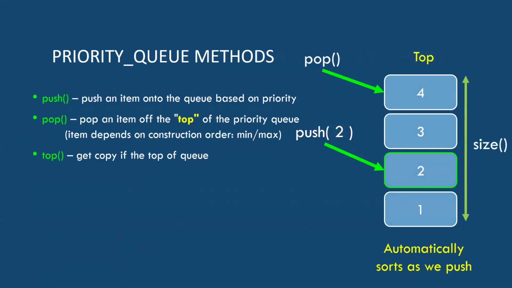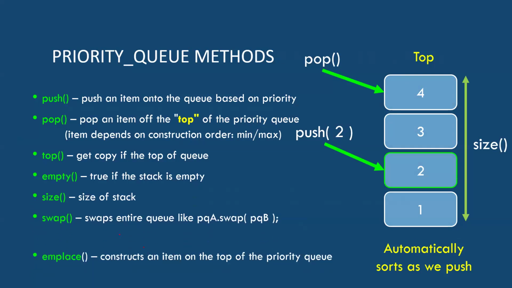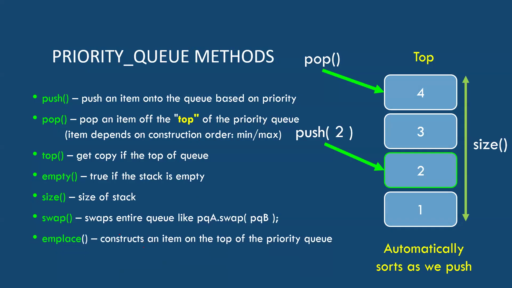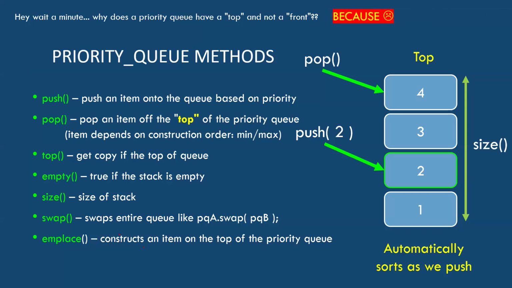So we really just have the push and the pop and the top again, and the empty and the size and swaps. Pretty similar to our other adapters as well. There's not really a top and a bottom. It's just referred to that way by convention in C++. They just decided that's how they're going to do it. So we just have to think of it as a top and a bottom thing.